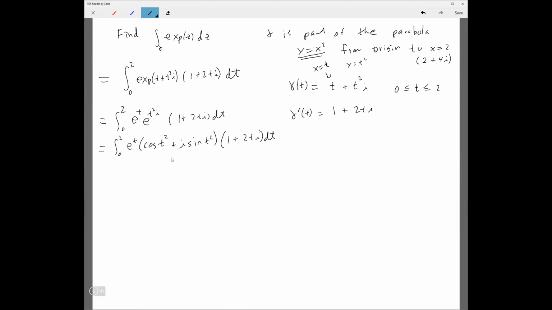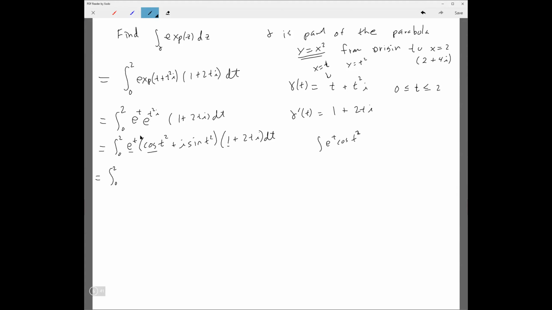So essentially, to do it this way, you're going to have to integrate stuff like this: e to the t cosine squared. No, cosine, not cosine squared, cosine of t squared. Okay, because there's that times that times that, right? e to the t cosine t squared. That doesn't look too fun to integrate. Or maybe, who knows?